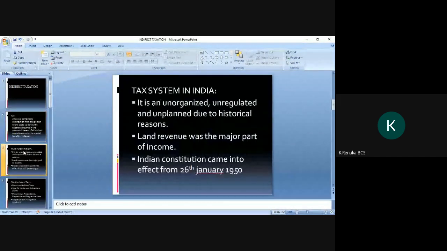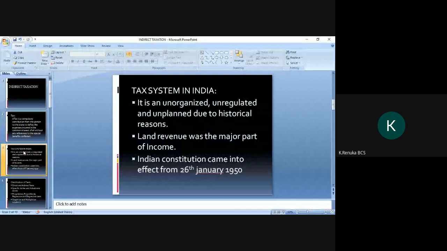Tax system in India. So the Indian tax system has been unorganized, unregulated, and unplanned due to historical reasons. In ancient days, there was no tax as such, and land revenue was the major part of earning income for the state. Other taxes used to be levied on an ad hoc basis.